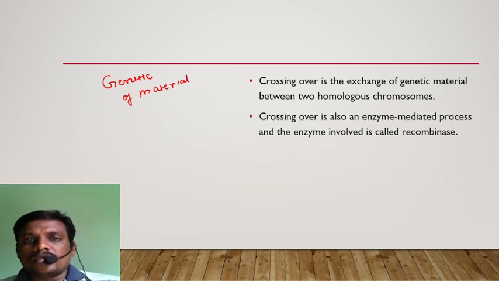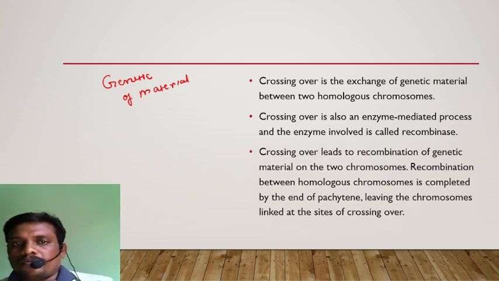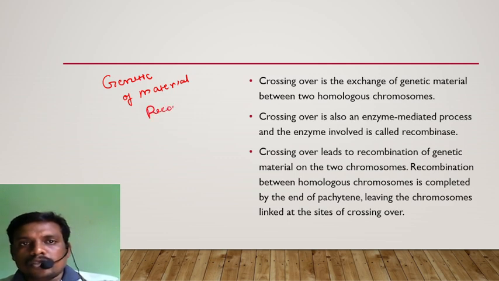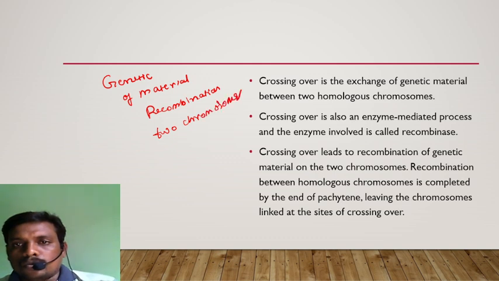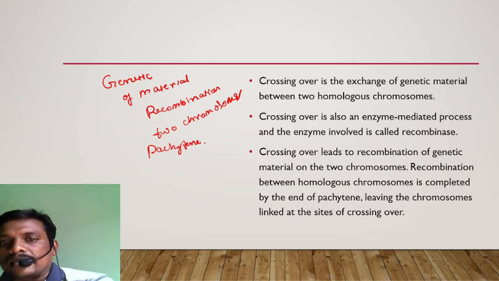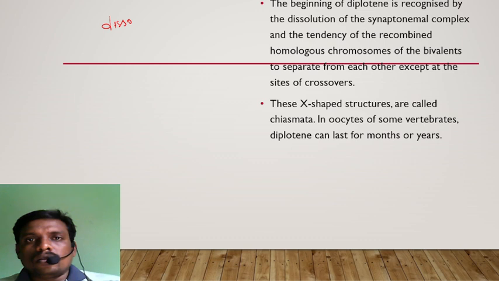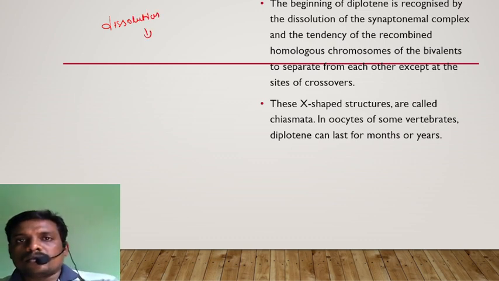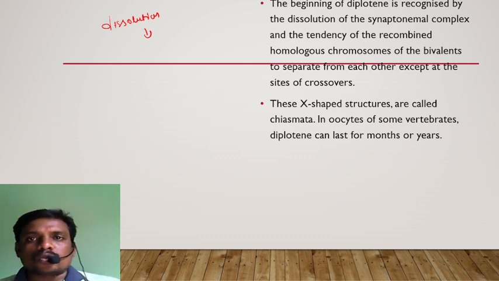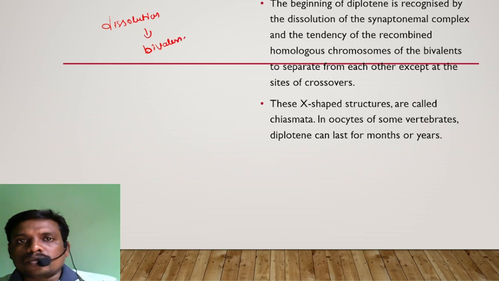Crossing over is also an enzyme mediated process. The enzyme involved is called recombinase. Crossing over leads to recombination of genetic material on the 2 chromosomes. Recombination between homologous chromosomes is completed by the end of Pachytene, leaving the chromosomes linked at the site of crossing over. The beginning of the Diplotene is recognized by the dissolution of the synaptonemal complex and the tendency of the recombined homologous chromosomes of the bivalent to separate from each other except at the crossover.